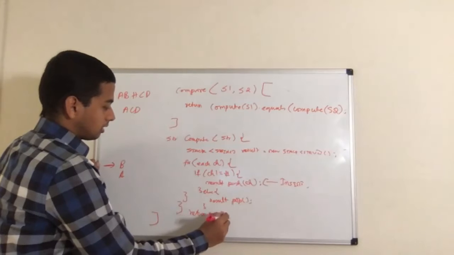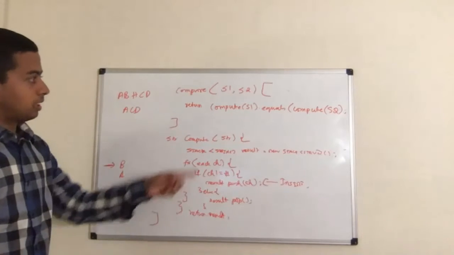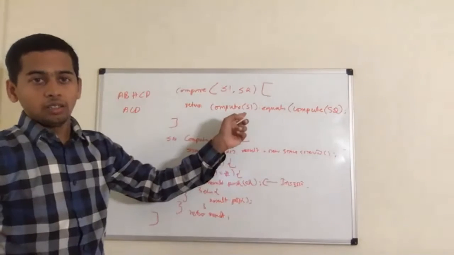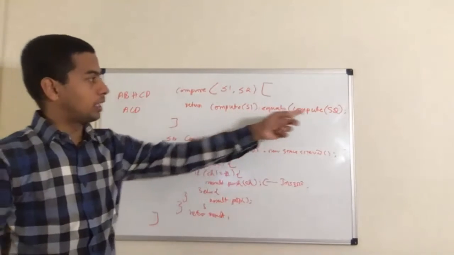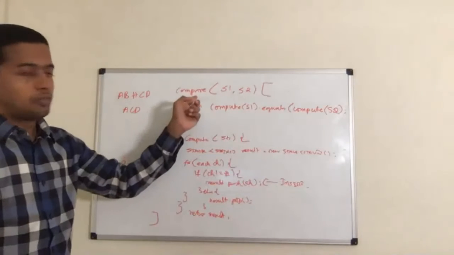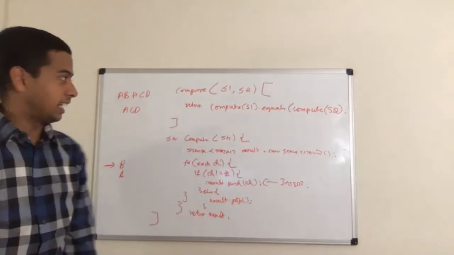Now I have written this compute method. If I do this compute for S1 and S2, it will give me the final output of the computation of S1 and S2. I'm doing an equals comparison here. So it will return true or false for this initial input. Okay, so that's what we did.